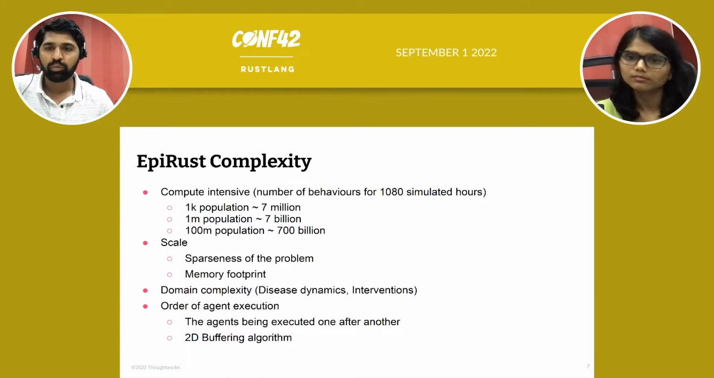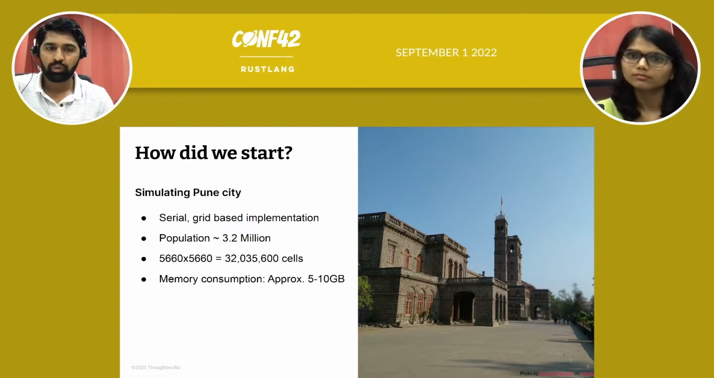The inner for loop, which we saw earlier, is per agent, which executes agents one after the other. But when we speak about agent interactions in real life, all of us move at the same time, and we do not move one after the other. So such a loop causes path dependency. To solve that, we are using a 2D buffering algorithm to remove the path dependency from the picture.